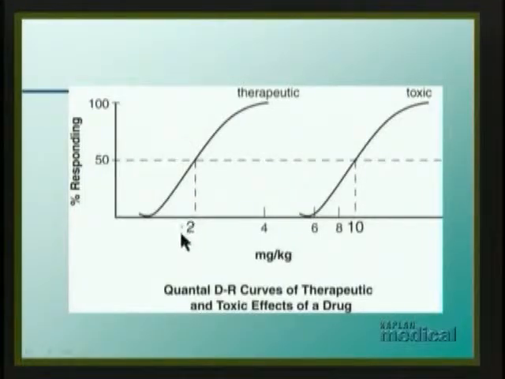In the example given, you notice that a dose of 2 milligrams per kilogram will result in 50% of your population having a therapeutic response. As you increase the dose, you build more and more therapeutic responses in that population until around 4 milligrams per kilogram, when you will have achieved for 100% of your patient population to have therapeutic responses.